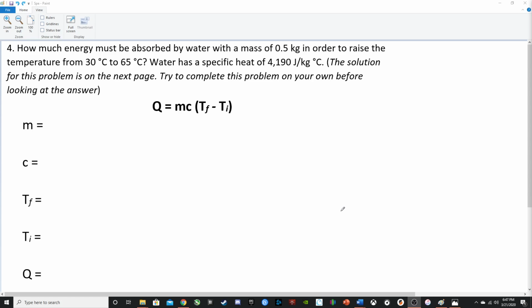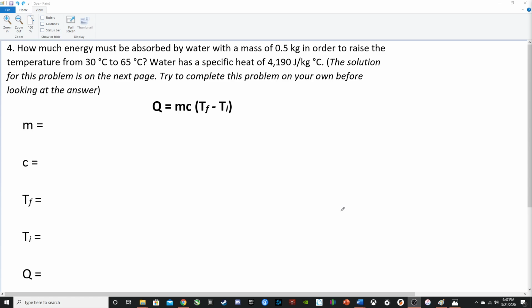But basically, we are going to go through this problem, and it is asking us how much energy must be absorbed by water with a mass of 0.5 kilograms in order to raise the temperature from 30 degrees Celsius to 65 degrees Celsius. And we also know that water has a specific heat of 4,190 joules per kilogram Celsius.